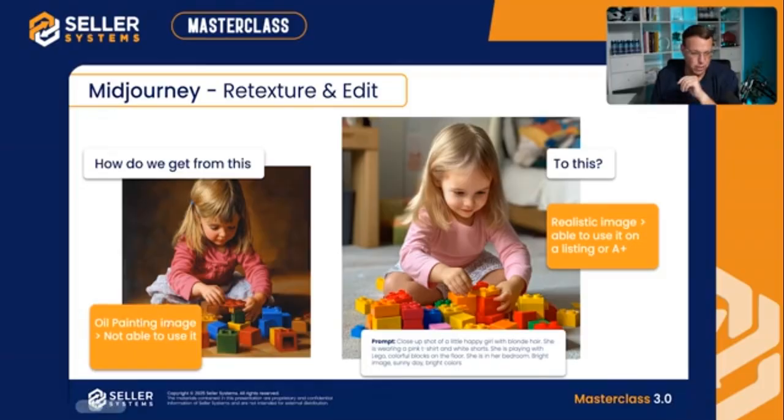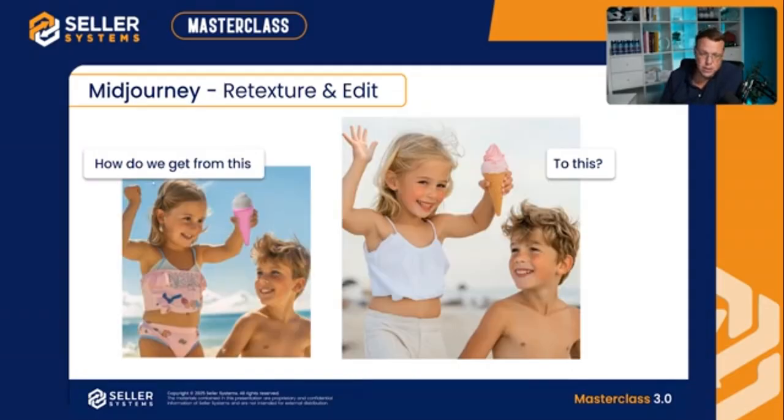Code and stylized. Here's another prompt. This is an oil painting image, not able to use it, right? But if you do a close-up shot of a little happy girl with blonde hair, she's wearing a pink t-shirt and white shorts, she's playing with Lego colorful blocks on the floor, she is in her bedroom, bright imagery, sunny day, bright colors. Unbelievable. Can you believe that this is AI? Look at how clear and incredible this is. Here's another one. And you can't use this, but you can get to this, right?